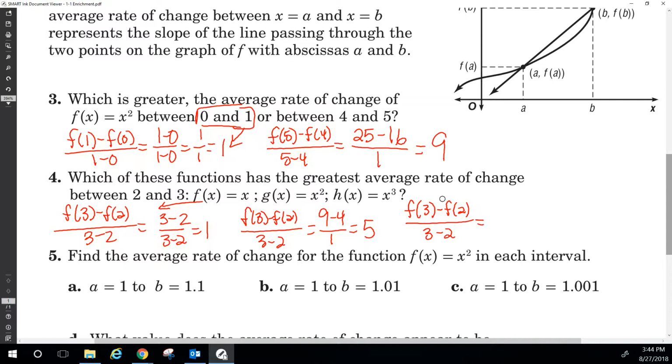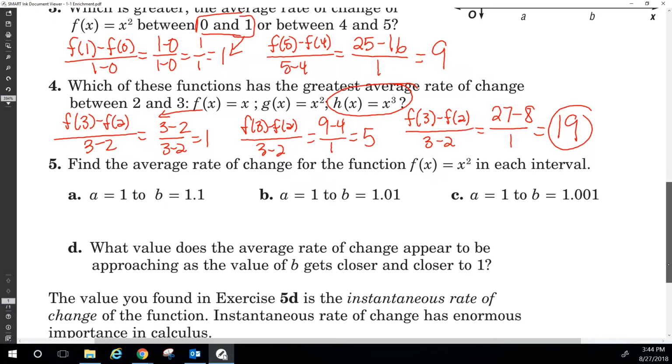And then finally for x cubed, f of 3 minus f of 2 is going to be 3 cubed, which is 27, minus 2 cubed, which is 8. 27 minus 8 would be 19. So winner, chicken dinner, we got h of x equals x cubed. That has the greatest average rate of change, at least between 2 and 3.